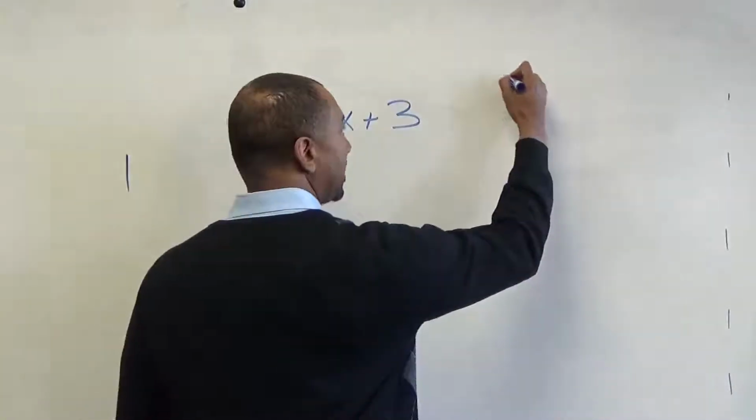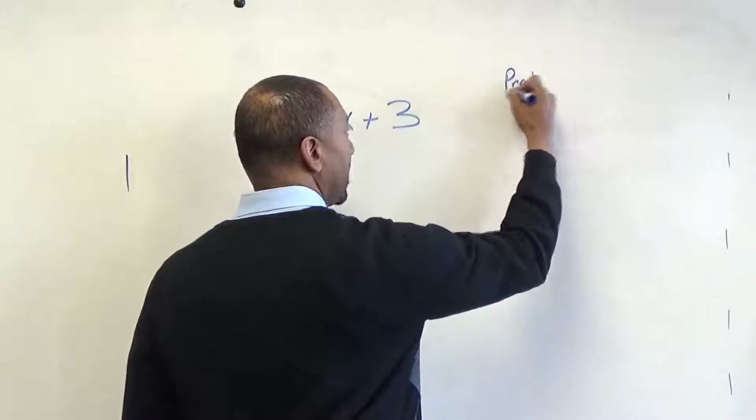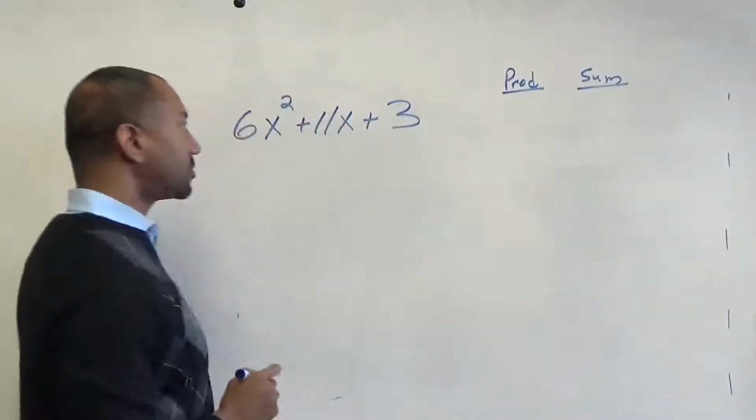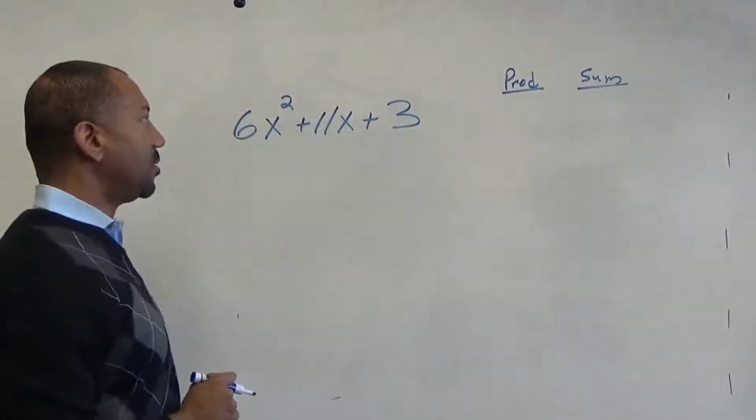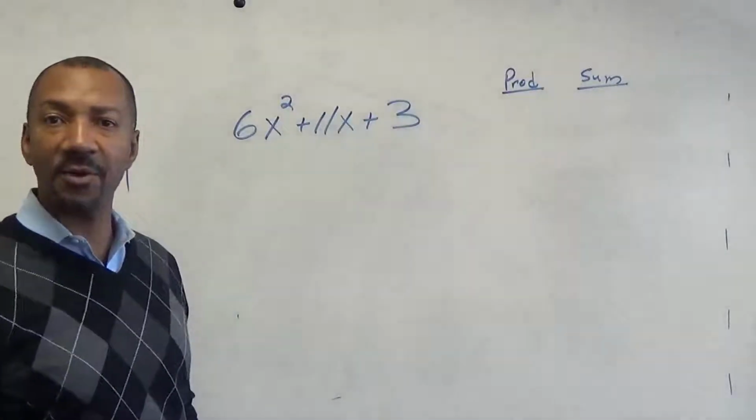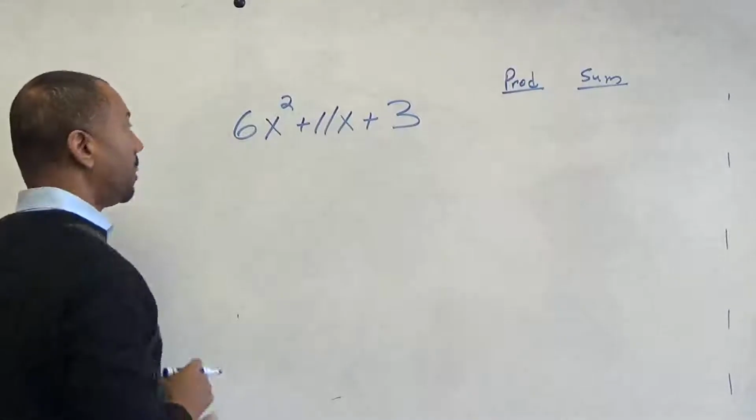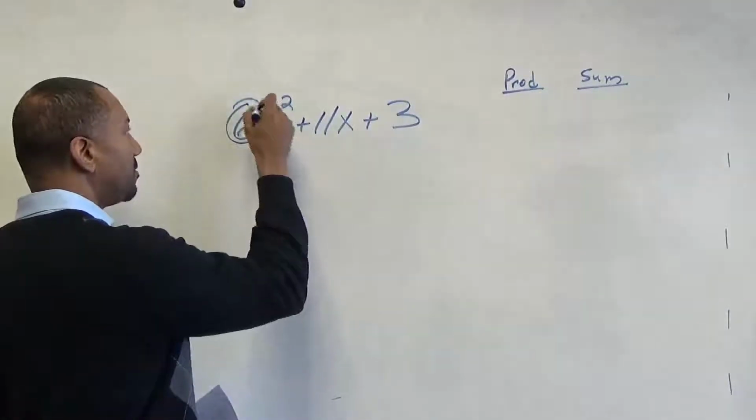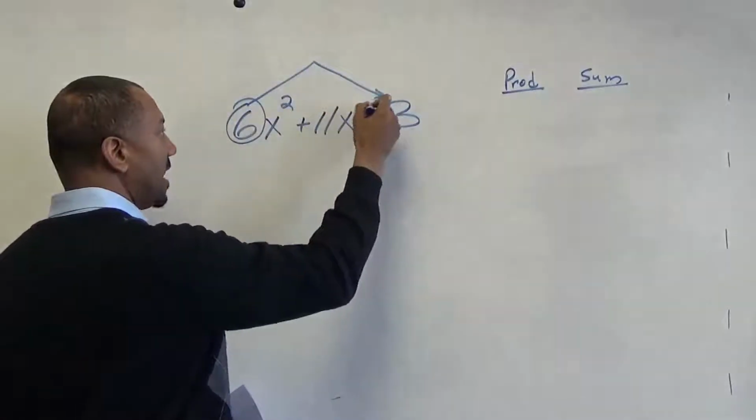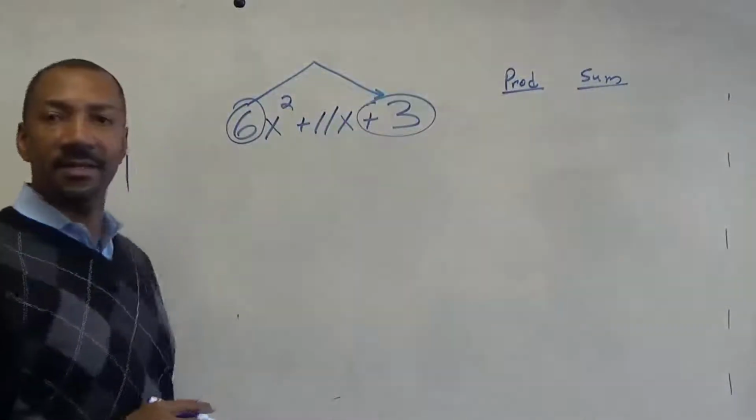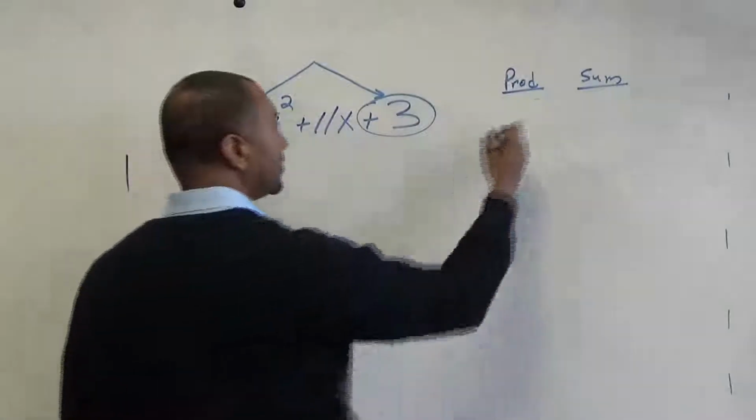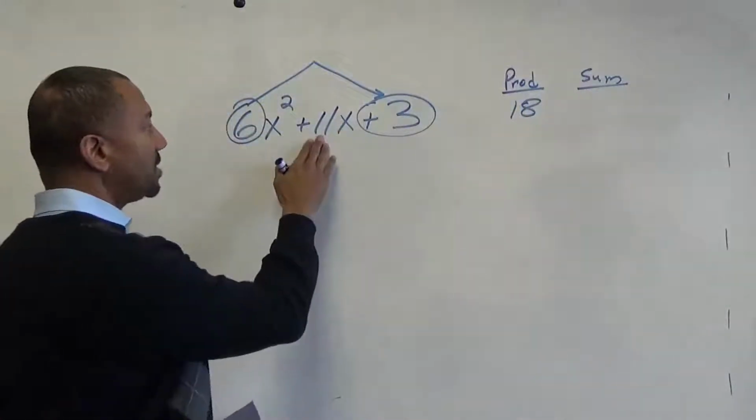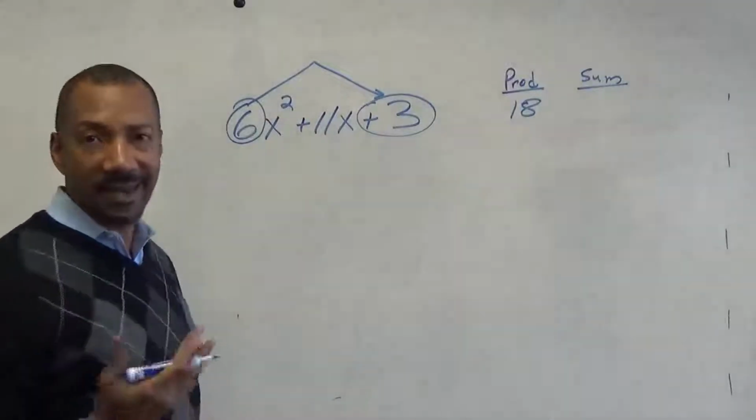So off to the side, I'm just going to go ahead and abbreviate product sum. And what do you think I'm going to write under the word product? Okay, I'm going to take the coefficient of my squared term and I'm going to multiply that by this constant. So that gives me 18. And under sum, whatever the coefficient of my middle term is, 11 in this case.